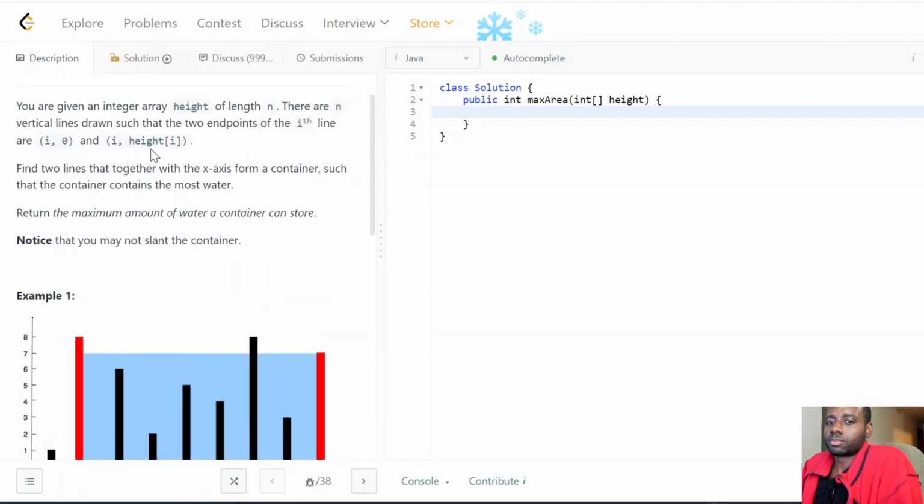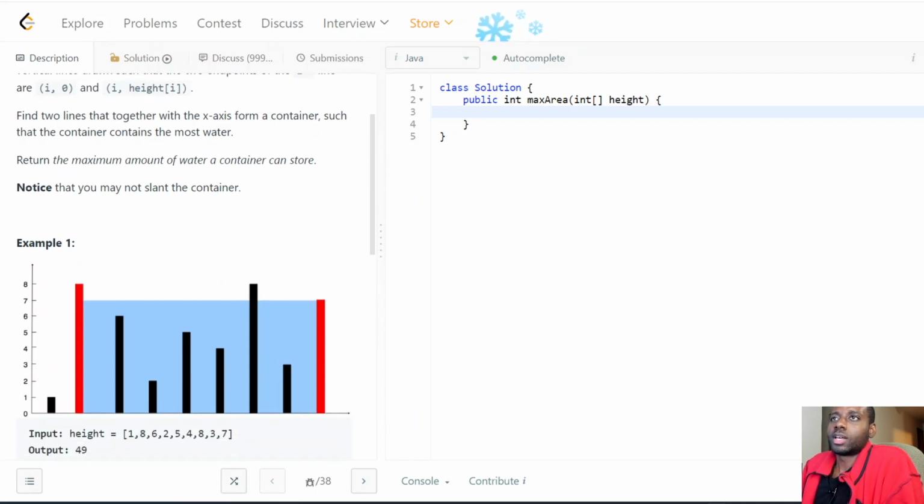It says an integer array of height of length n. There are n vertical lines drawn such that the two endpoints of the ith line are (i, 0) and (i, height[i]). So pretty much what they're saying here is we're given an array of integers, and each index represents the height of the line at that particular index.